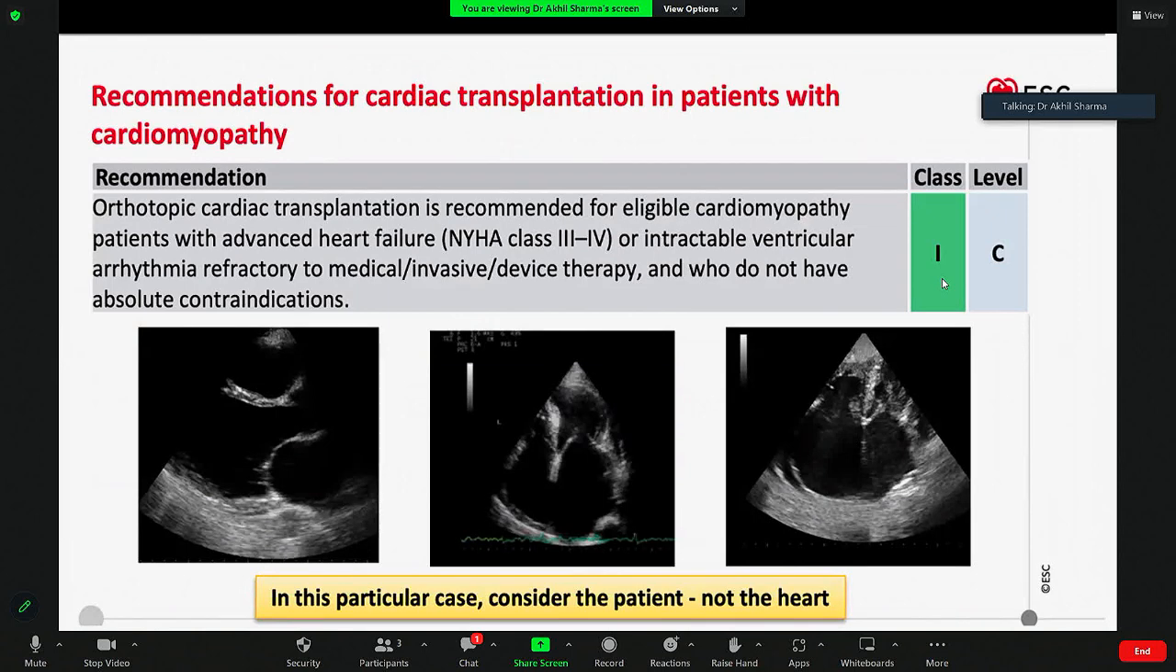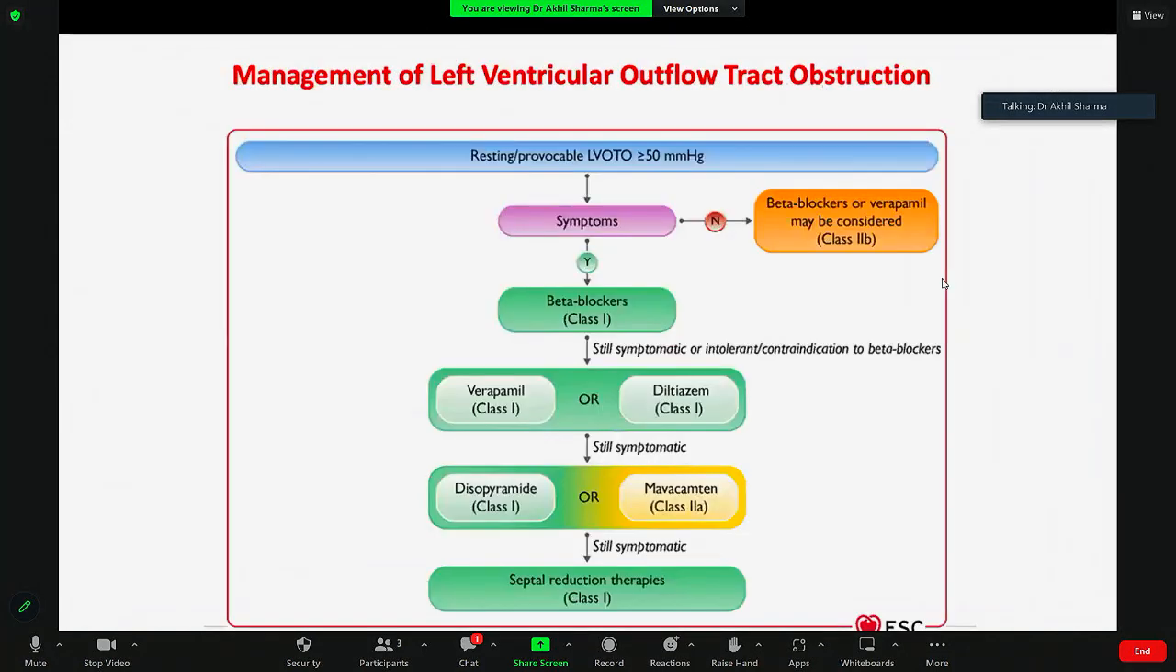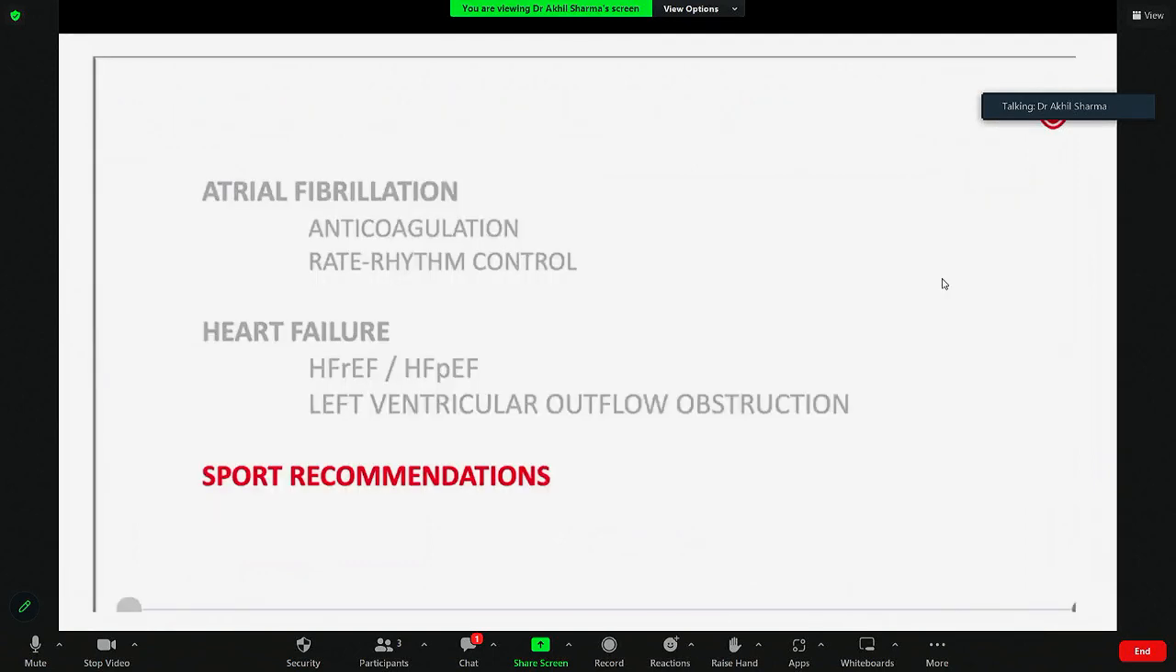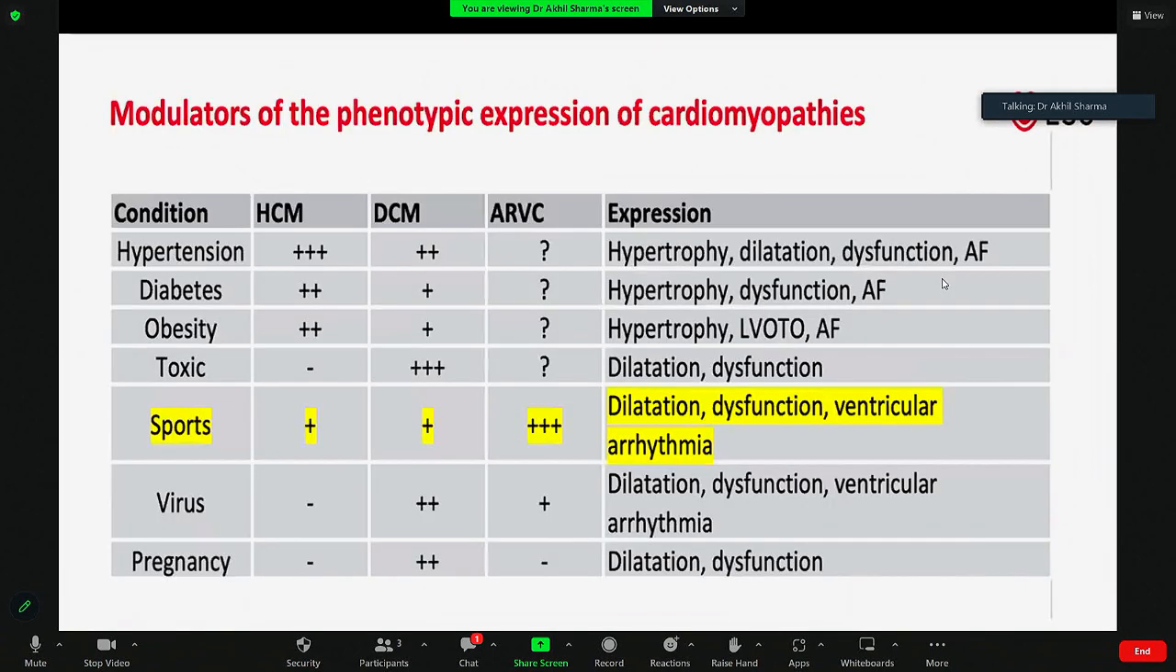Whenever you have a patient with a deteriorating biomarker or symptom, they should be referred for cardiac transplant. Do not always follow the LVEF of the patient, because sometimes you may be late when the patient has a poor LVEF. How can we manage the left ventricular outflow obstruction? All are aware: verapamil is class 1, then disopyramide, and mavacamten can be indicated as a class 2A indication.